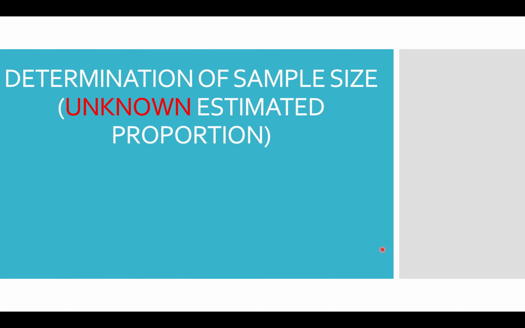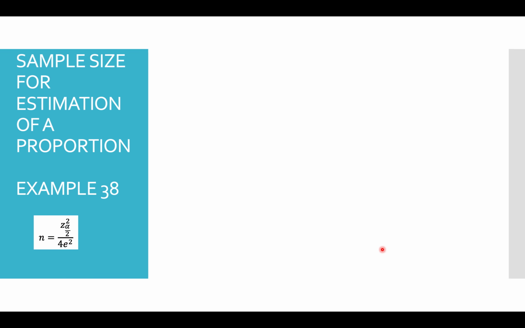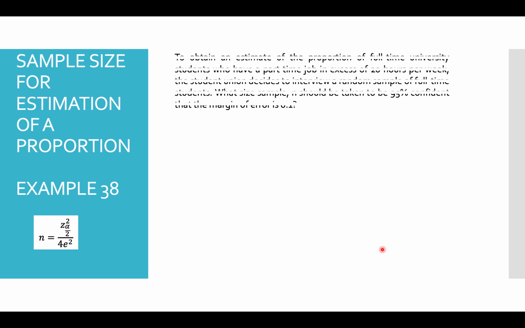Now let's take a look at how to determine the sample size for unknown estimated proportion. The formula is given by n equals z alpha over 2 squared over 4e squared, where e is the allowable error and z is the z value corresponding to the selected level of confidence. Let's take a look at example 38.